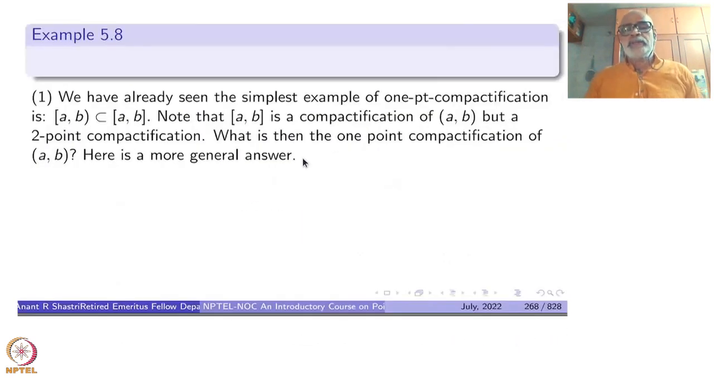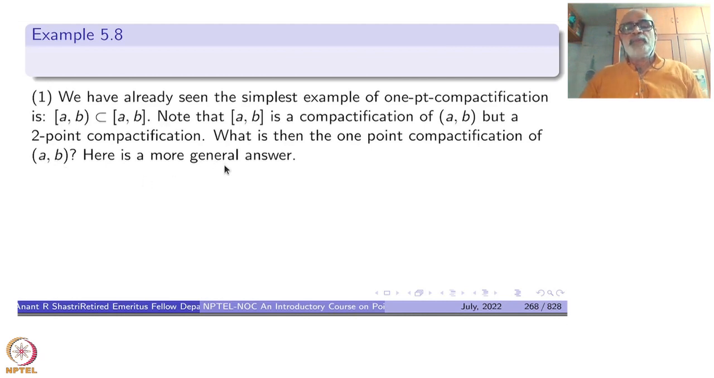Let us examine a few simple examples first. We have already seen that the simplest example of one point compactification is any half open interval contained in the closed interval. Note that [a,b] is a compactification of the full open interval also, but that is a two point compactification, it is not a one point. What is then the one point compactification of this open interval?